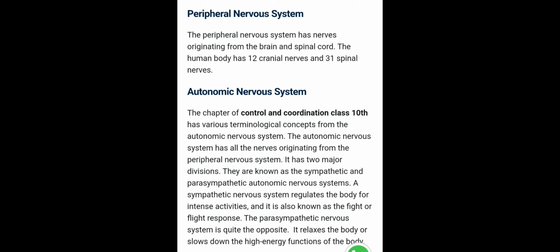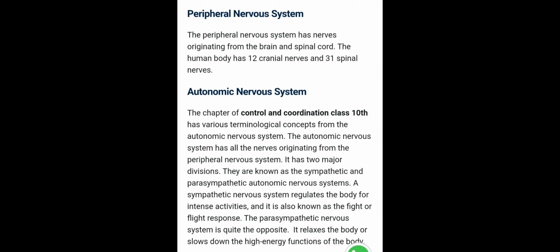Next, the autonomic nervous system. This is another nervous system apart from the central nervous system and the peripheral nervous system. So different concepts we have in the autonomic nervous system. All the nerves originating from the peripheral nervous system can be included in the autonomic nervous system. It has two major divisions, which are known as sympathetic and parasympathetic. One is the sympathetic autonomic nervous system, another one is the parasympathetic autonomic nervous system.